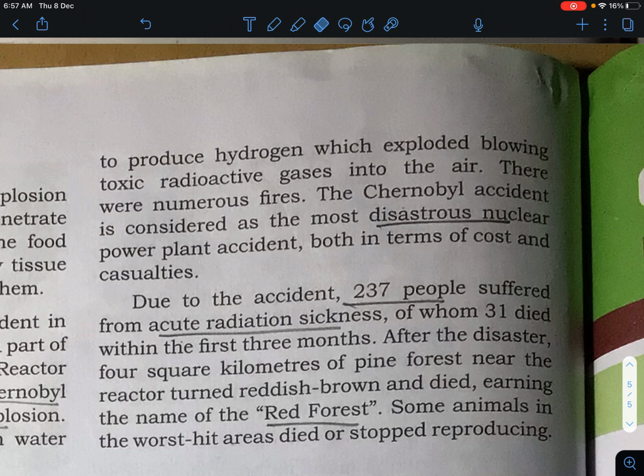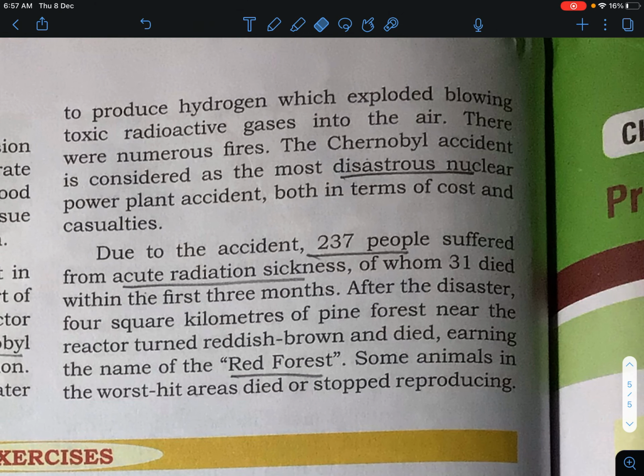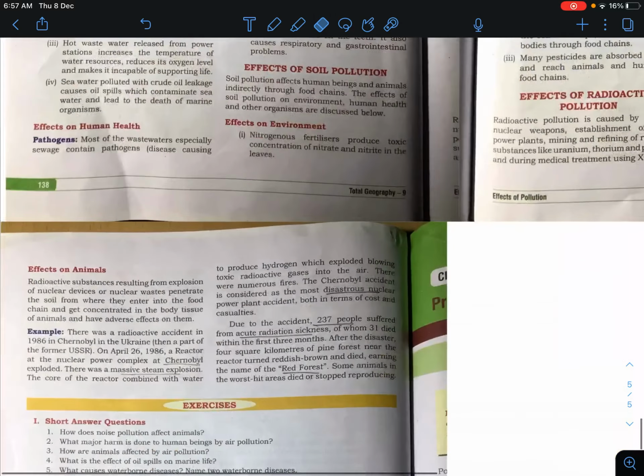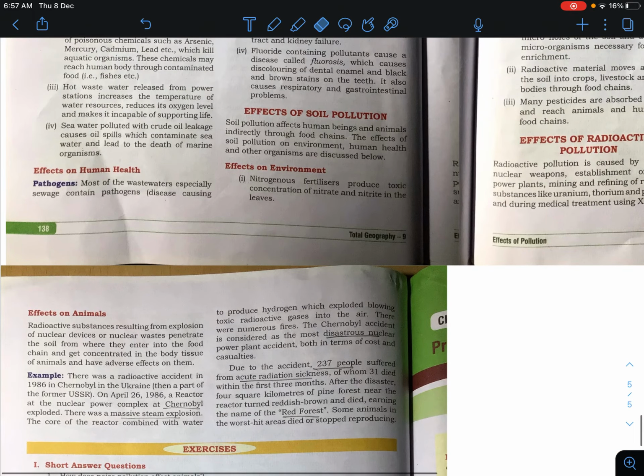The Chernobyl accident is considered the most disastrous nuclear power plant accident, both in terms of cost as well as casualties. Due to this accident, about 237 people suffered from acute radiation sickness, of whom 31 died within the first 3 months. After the disaster, 4 square kilometers of pine forest near the reactor turned reddish brown and died, earning the name Red Forest. Some animals in the worst-hit areas also died and stopped reproducing. So this is the effect of radioactive pollution.